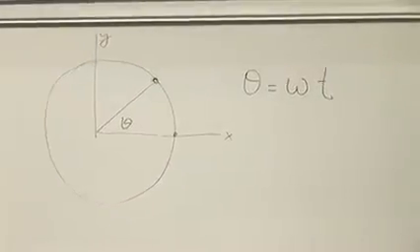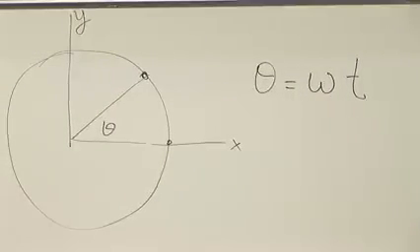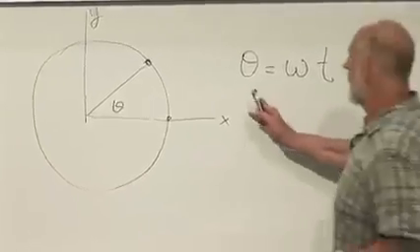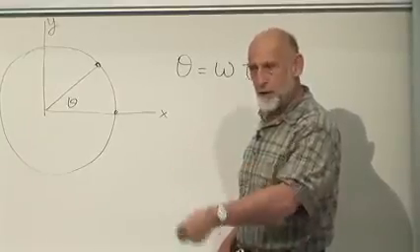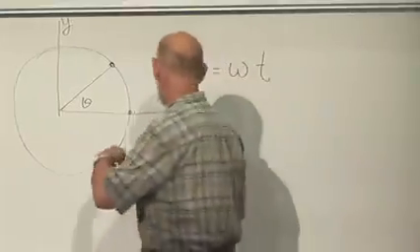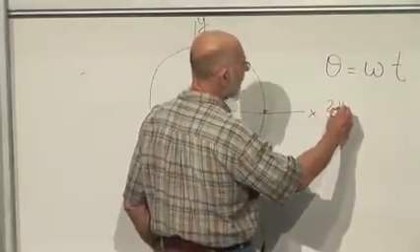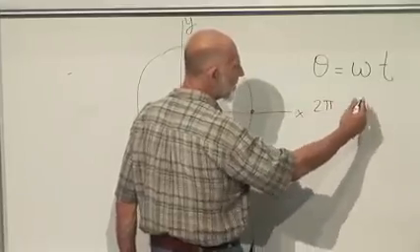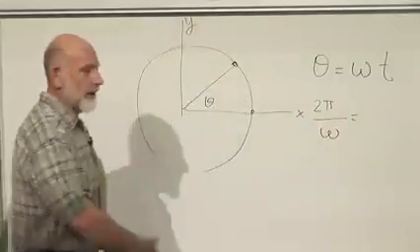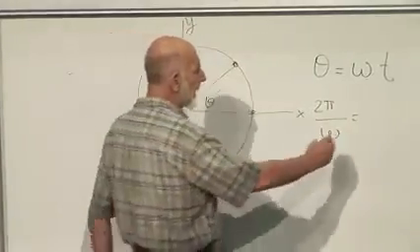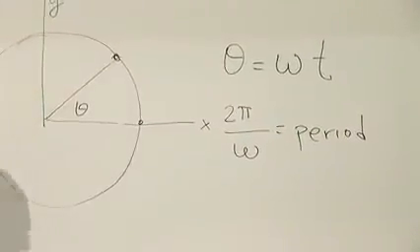How long does it take to go all the way around the circle? Well, to answer that, we just say how long does it take for it to go from theta equals 0 to theta equals 2 pi? 2 pi is 360 degrees in radians. We're working in radians, of course. So we simply solve the equation. 2 pi is equal to omega times t, so 2 pi over omega is the amount of time that it takes to go all the way around, and that's called the period. The period of the motion is 2 pi over omega.